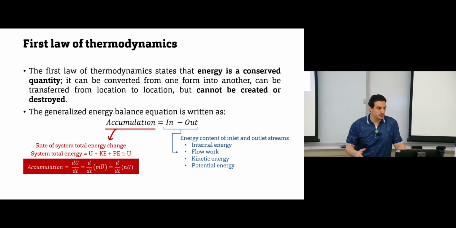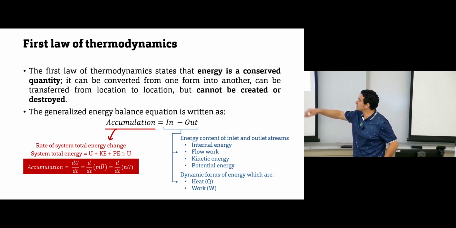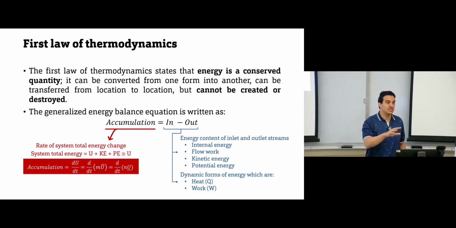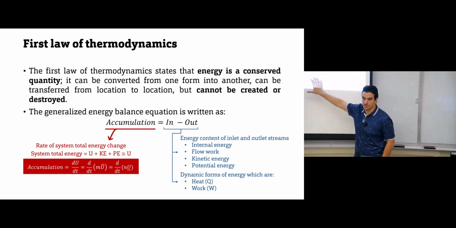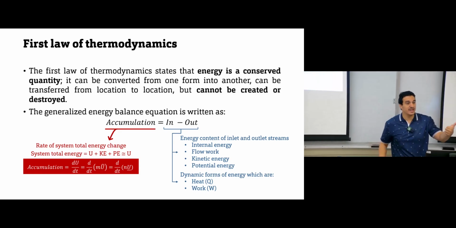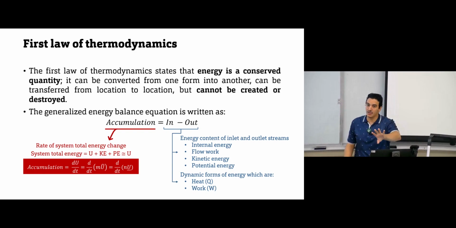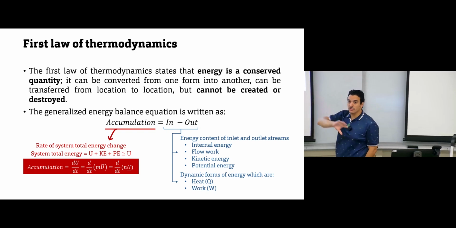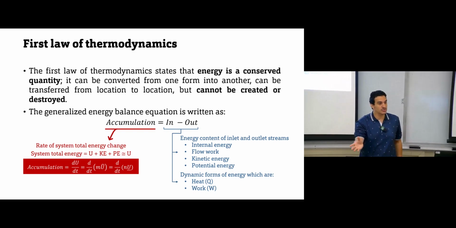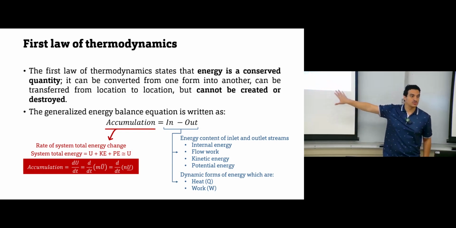If we have a closed system, we don't have inlet, we don't have outlet, right? So does this mean that the right side of this energy equation will be zero? No, because this right side also accounts for another thing, which is the dynamic form of energy, the energy that can cross the boundary between system and surrounding, which is heat and work. So we have two things that should be considered when we calculate the right side of the equation. The first one is inlet and outlet, the energy content of any inlet stream, any outlet stream, and for these we have four terms: internal, kinetic, potential, flow work. If we have a closed system, no inlet, no outlet, the right side of the equation will still be there, because we have dynamic energy, heat and work, that can cross the boundary between system and surrounding.